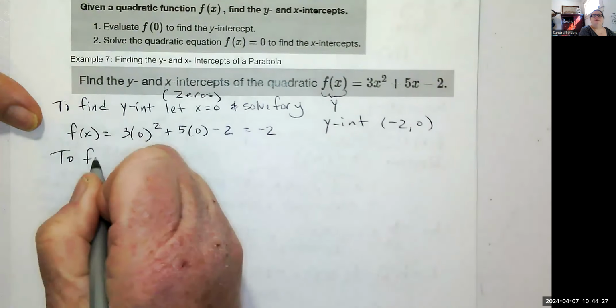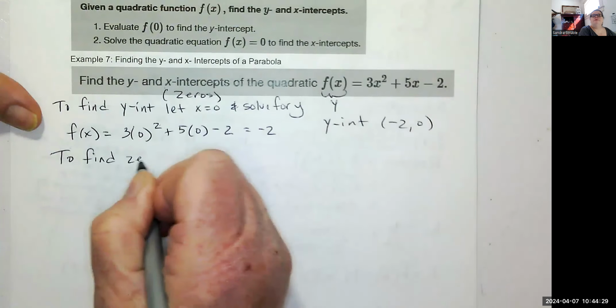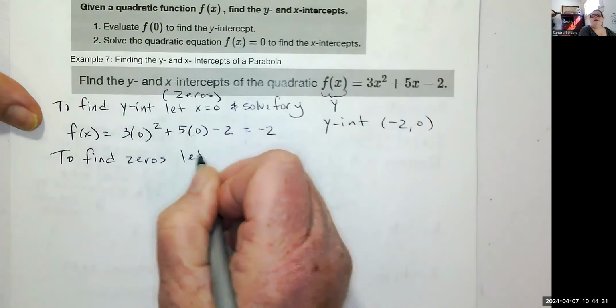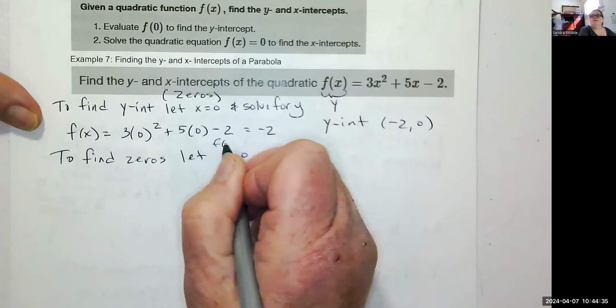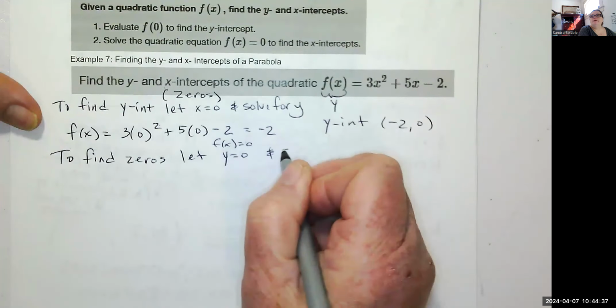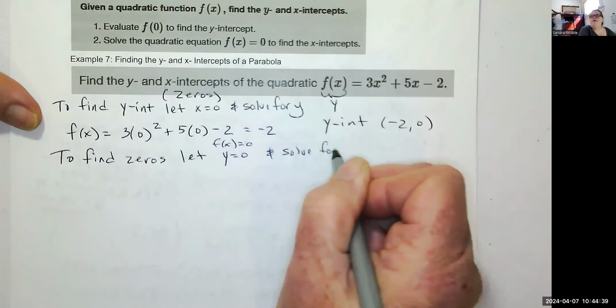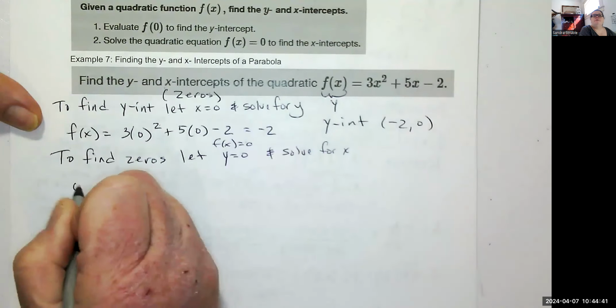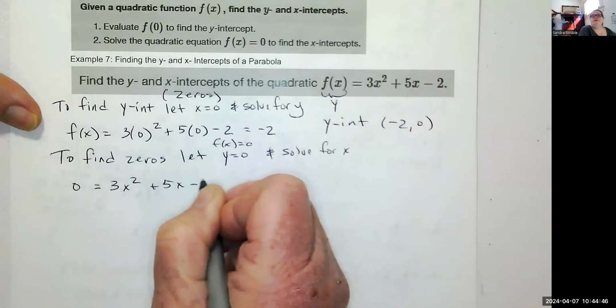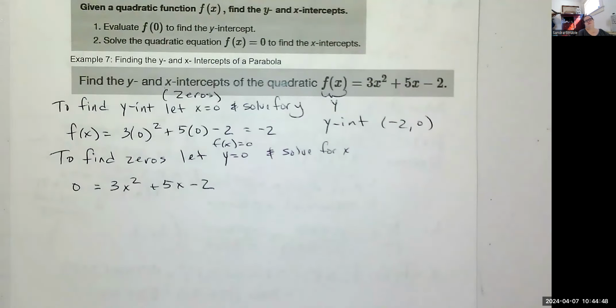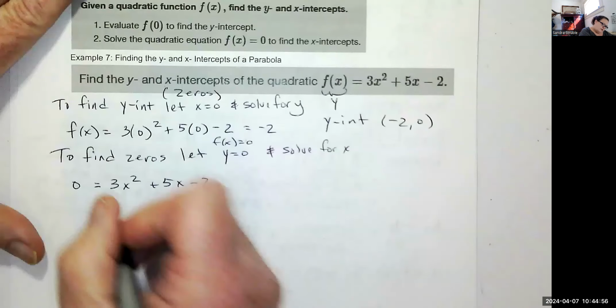To find your x-intercepts, to find zeros, you let y equal 0, or f of x, and solve for x. So 0 is equal to 3x squared plus 5x minus 2. I might be able to factor these, or we could do completing the square, one of the two.